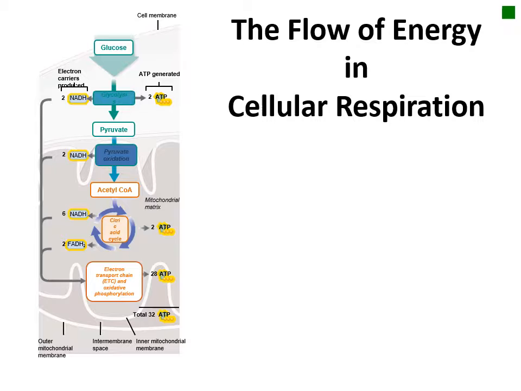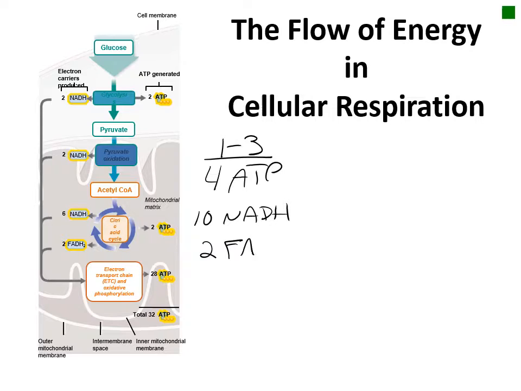In the last video, we showed that stages 1 through 3 produced a net yield of 4 ATP, 10 NADH, and 2 FADH2. Each of the NADH drops its electrons off at complex 1, which produces enough proton gradient to generate 2.5 molecules of ATP. Thus, for every 1 NADH, we produce 2.5 molecules of ATP.